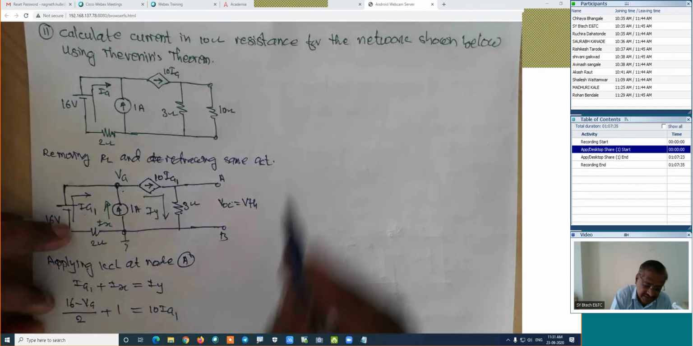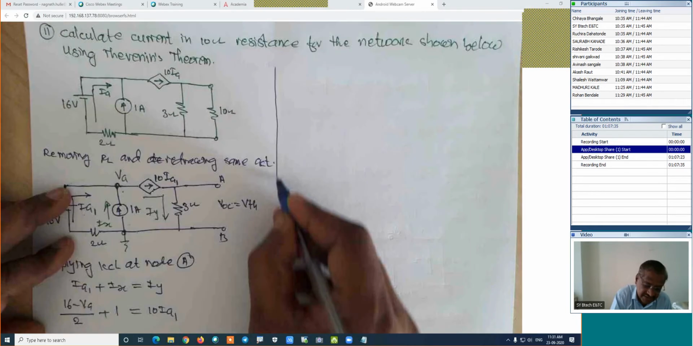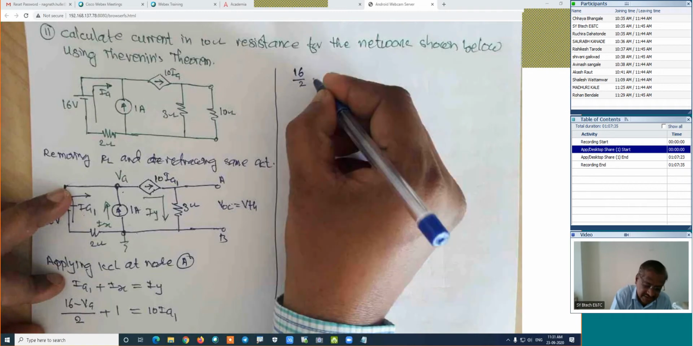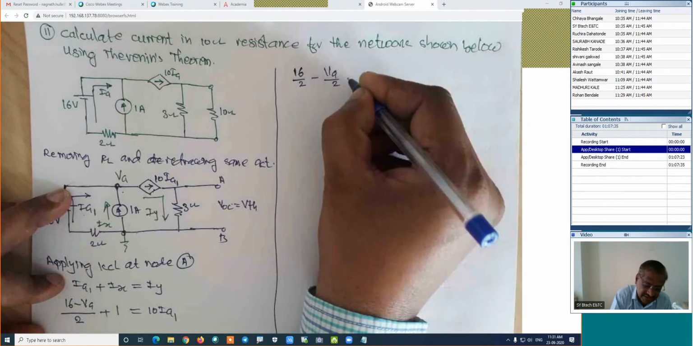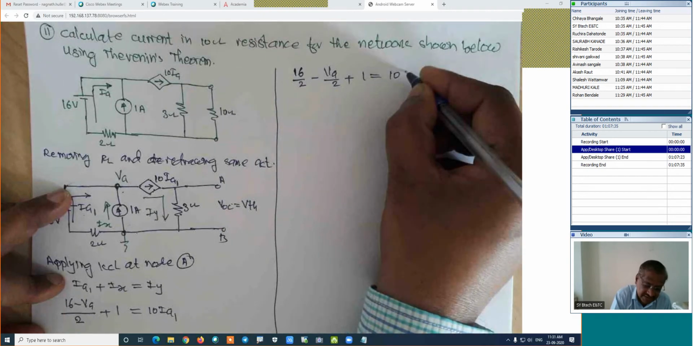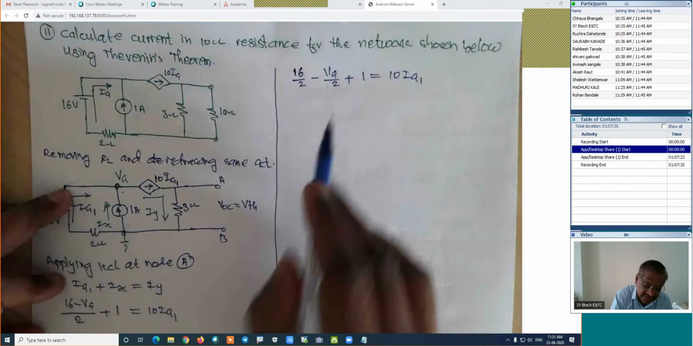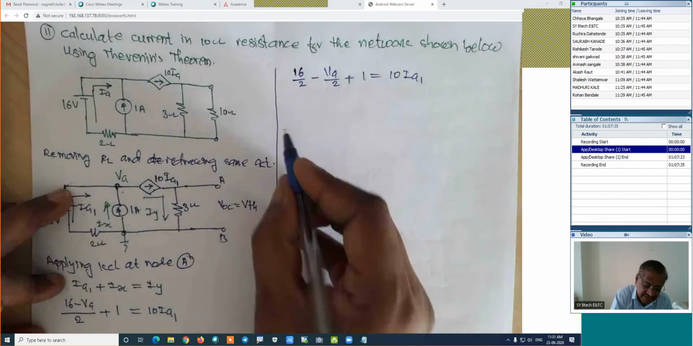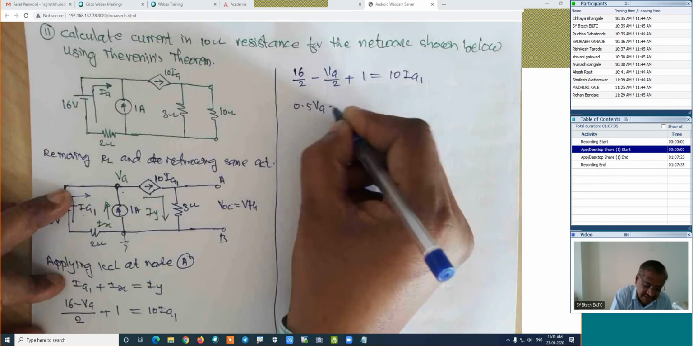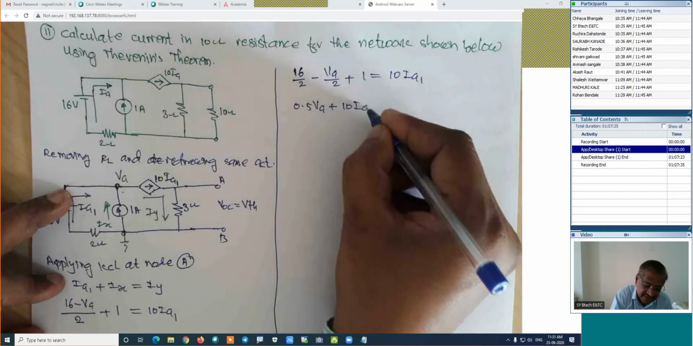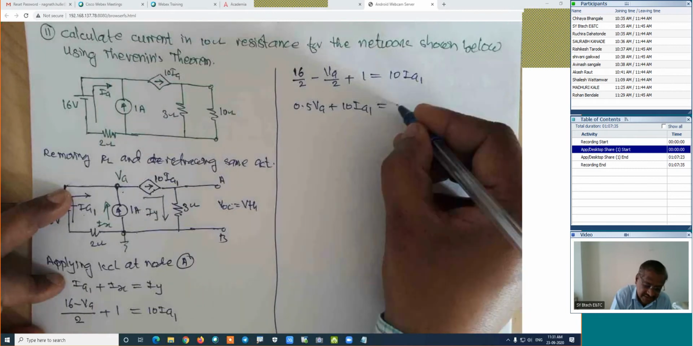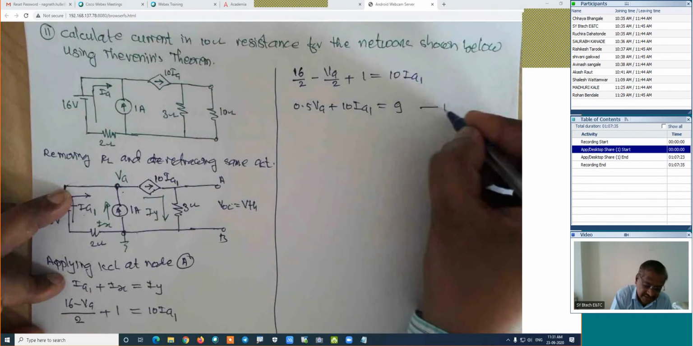Now simplify this equation. It is 16 divided by 2, minus VA divided by 2, plus 1, which is equal to 10 into IA1. If I shift this to the other side, then VA by 2 means 0.5 VA, plus 10 IA1, which is equal to 16 by 2, that is 8, plus 1, means 9. This is 9. This is equation number 1. Check it out, equation number 1.